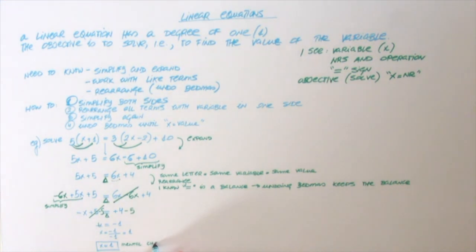Now I can always make a mental check to see, is that number correct? Is x actually 1? If I substitute the x in the original equation, both sides need to give me the same value. So let's check. If I do 5 times 1 plus 1, that gives me 10, and in the other side, 3 times 2 times 1 minus 2 plus 10, that gives me 10. Same result in both sides, we were correct, x equals 1.